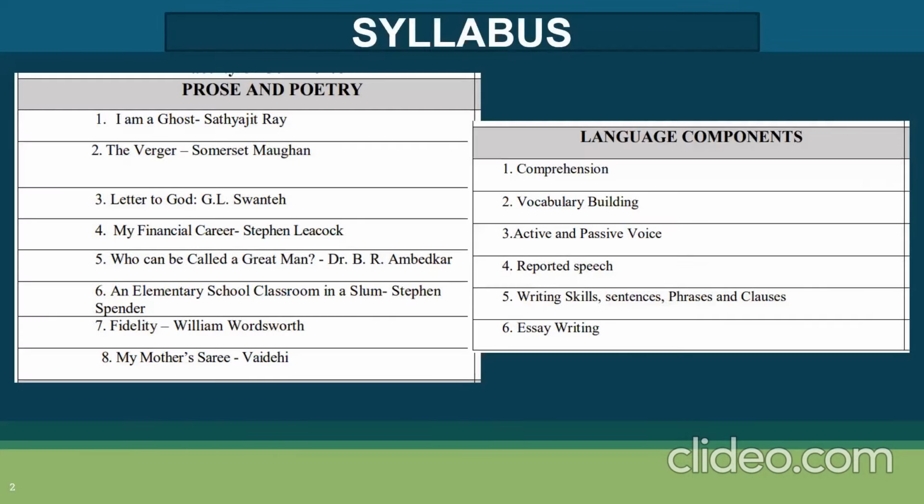You have 8 lessons under the prose and poetry section, and under language components you have 6 topics. So the whole syllabus is divided into 2 sections. One is prose and poetry, and the other is language components. Under prose and poetry you have 8 lessons, and under the language components you have 6 important topics. So let's discuss each and every topic one by one.